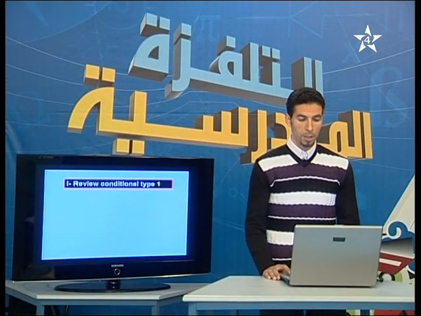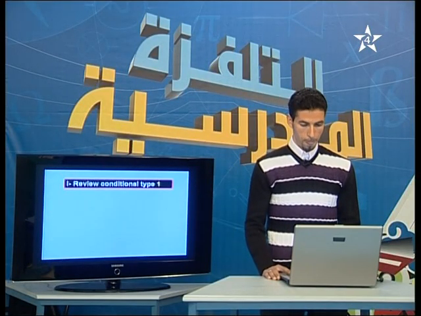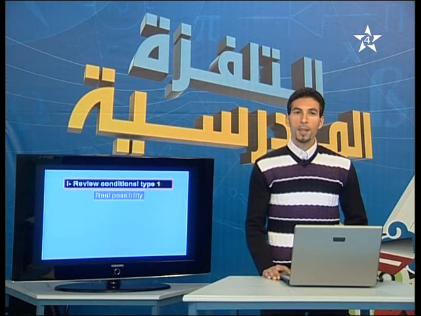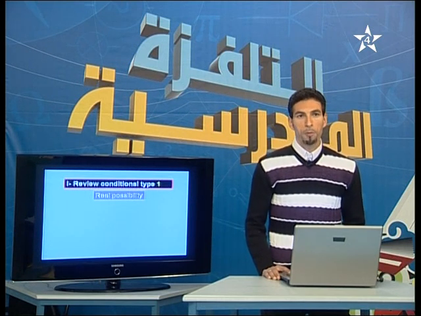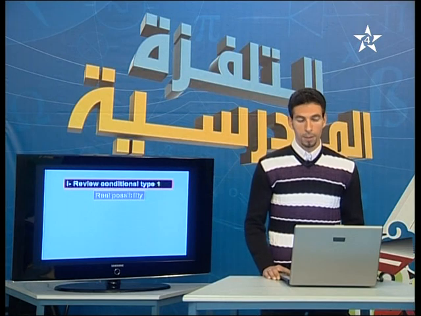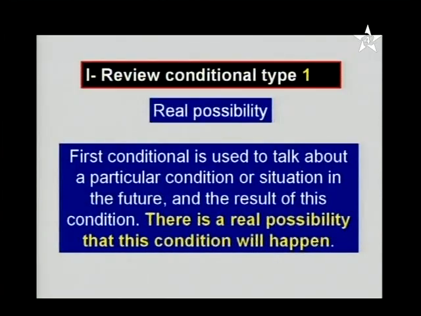Now let's see conditional type 1. Conditional type 1 is mostly referred to as real possibility. The first conditional, which is type 1, is used to talk about a particular condition or situation in the future and the result of this condition. There is a real possibility that this condition will happen. Okay, so conditional type 1, we're talking about a future possibility or a future situation.